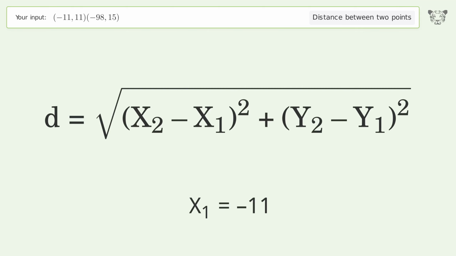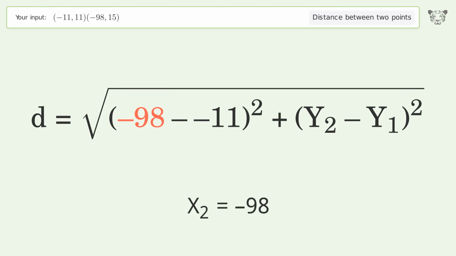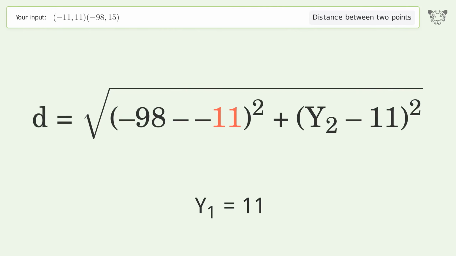x1 equals -11. x2 equals -98. y1 equals 11. y2 equals 15.